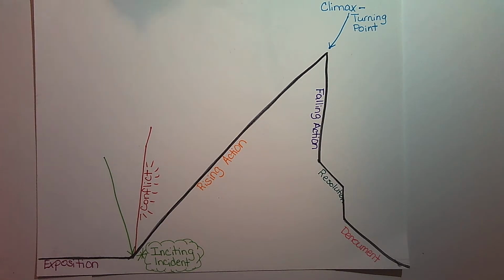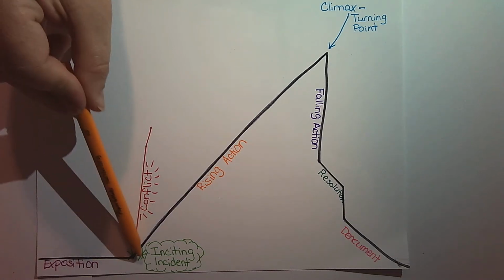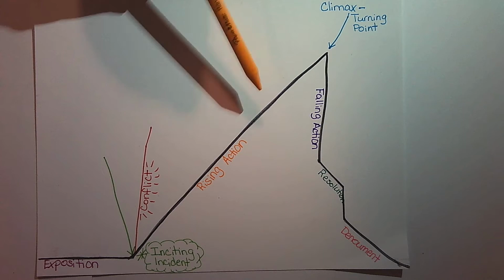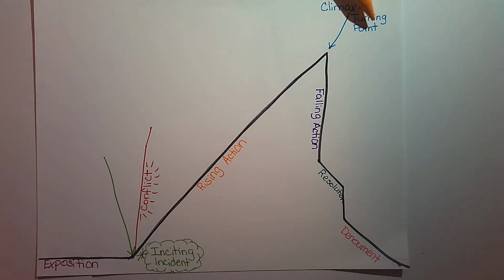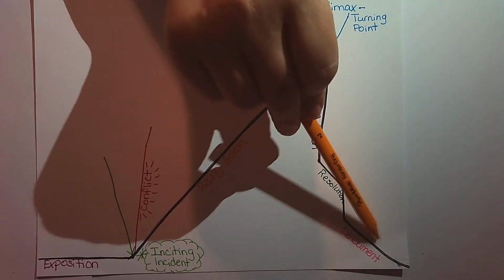So what I've made for you here is a blank anchor chart that basically shows you a plot pyramid. Plot begins with exposition, moves to inciting incident, followed by your conflict, your rising action, the climax or turning point, falling action, resolution, and denouement.